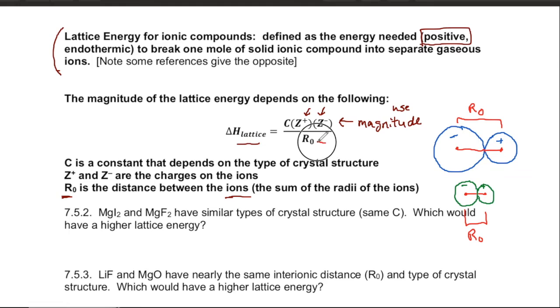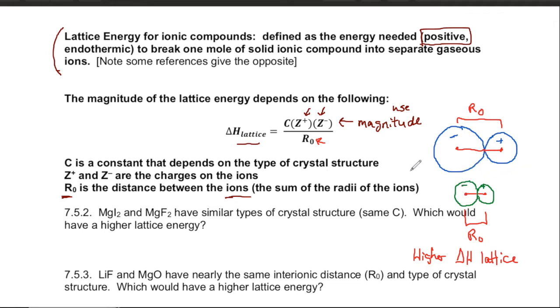The smaller R0 in the denominator is going to make H lattice larger. When you have a smaller number in the denominator, it makes the result larger. If you have a larger denominator, that's going to make the answer smaller. So this is going to have a higher lattice energy because they're packed together more closely, and so it's just going to be harder to pull them apart. These are a little bit spread out, so it's going to be slightly easier to pull these apart.